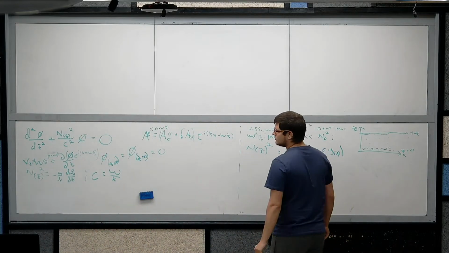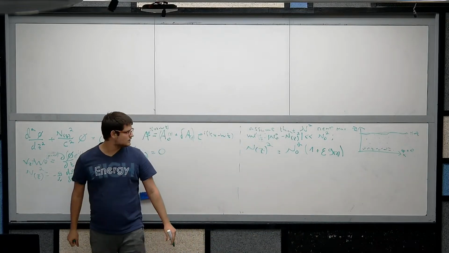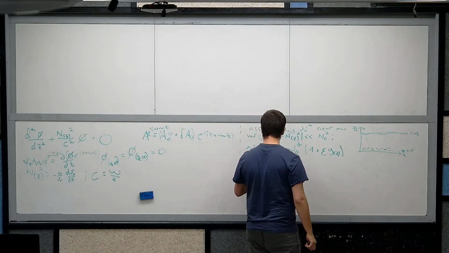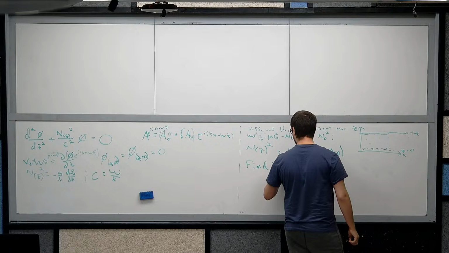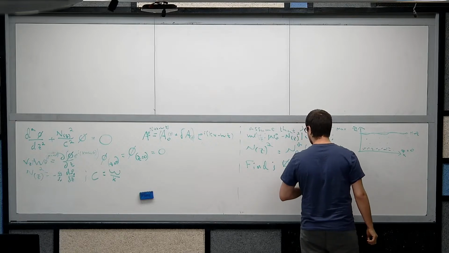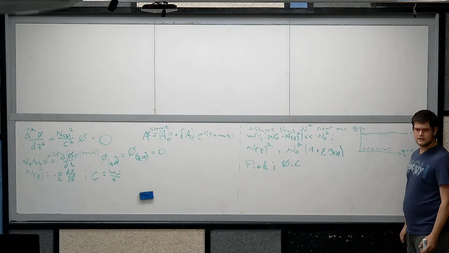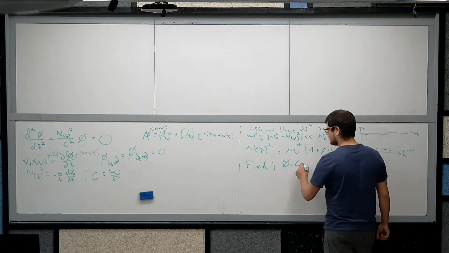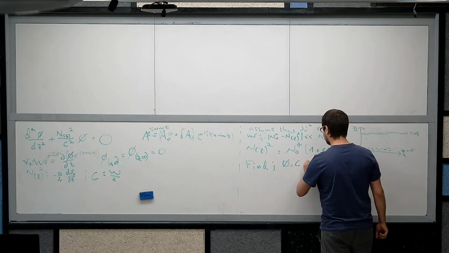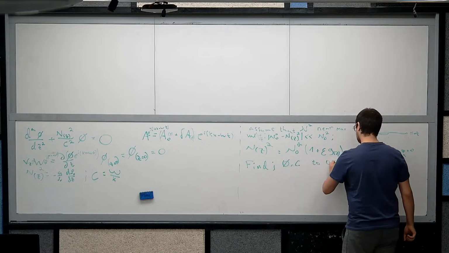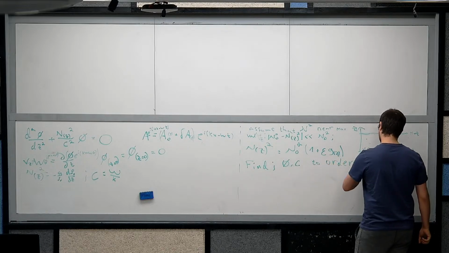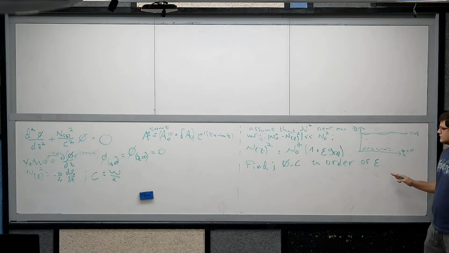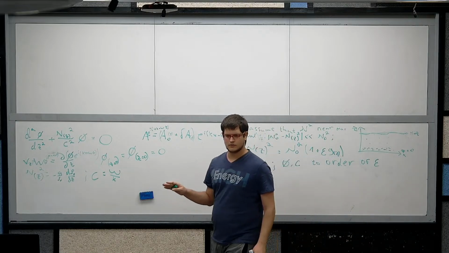Okay, so now the question is: find phi and c, the speed of waves in the ocean, to order epsilon. Is the question clear to everyone?